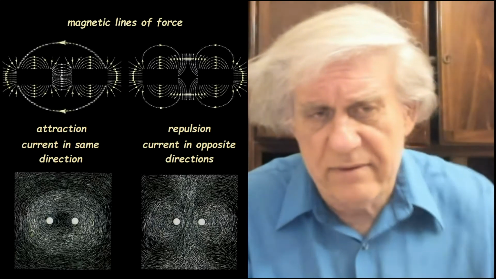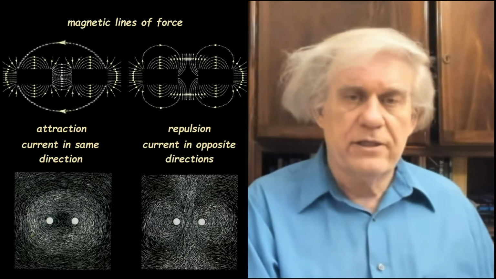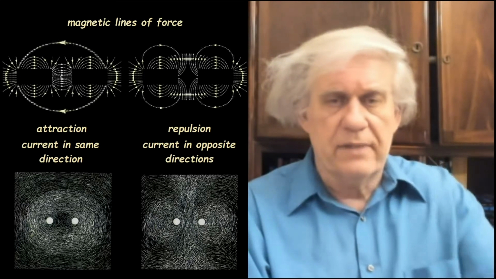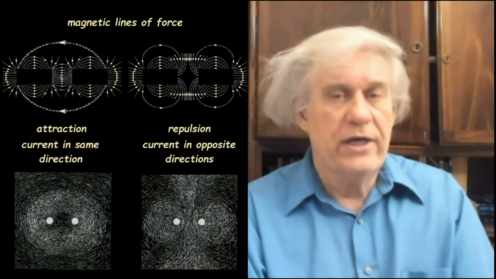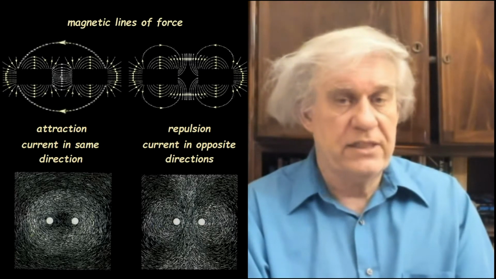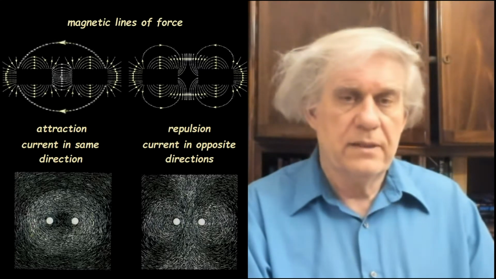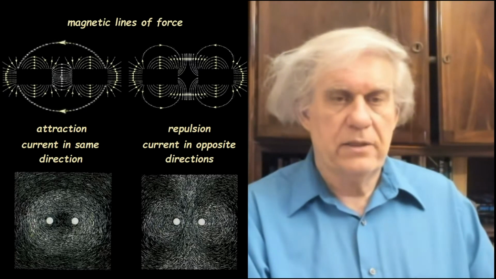Oh, by the way, if you sprinkle iron filings, you can see certain patterns. The pattern that you see on the bottom left is with two wires conducting current in the same direction. The wires attract each other, and because they attract each other, it forms that pattern with iron filings sprinkled around them. And the question is, why do they?